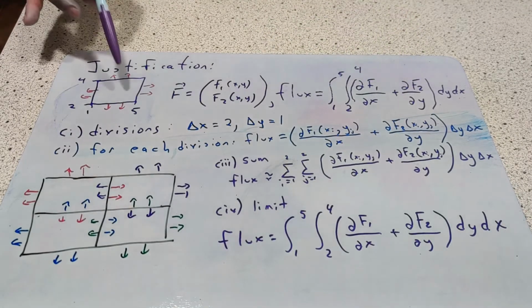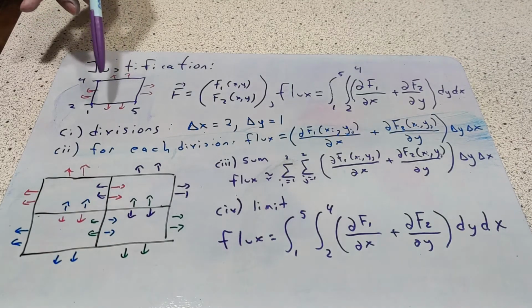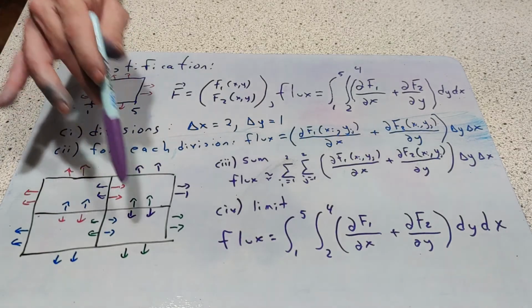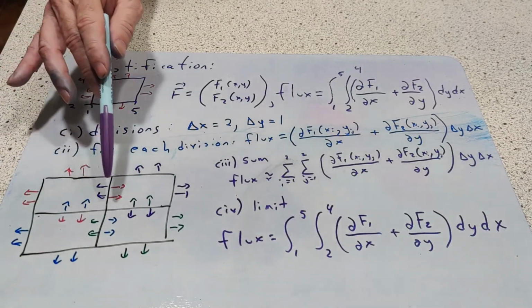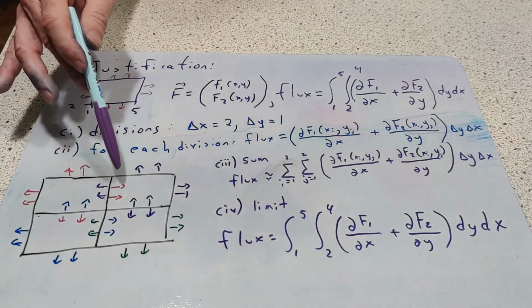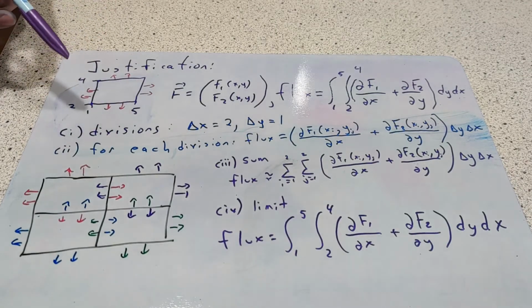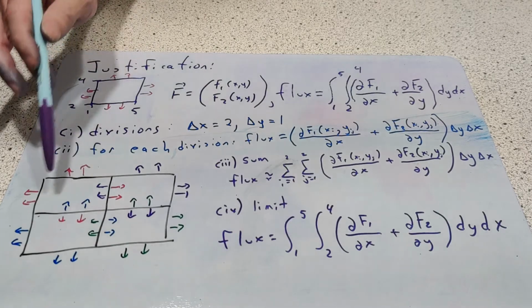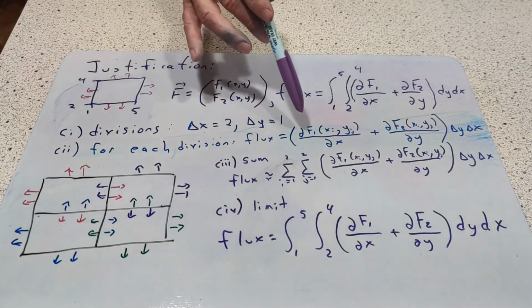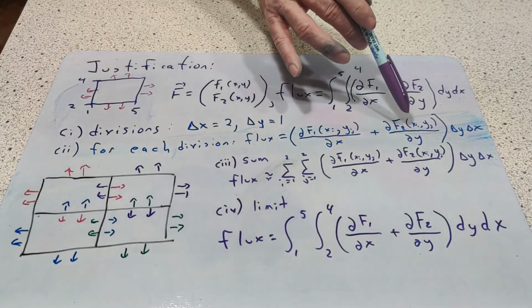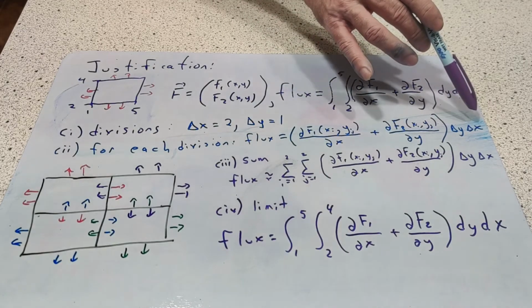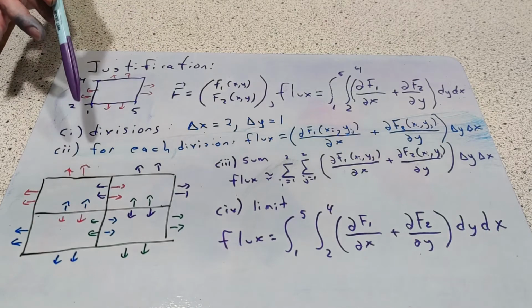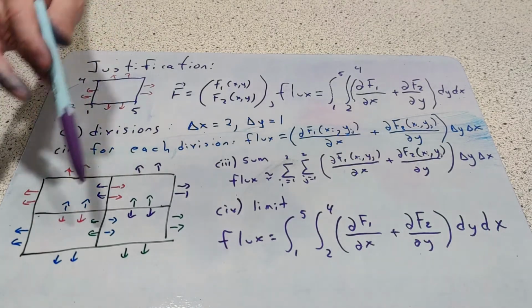So let's start by dividing this region into subregions. In this case, we'll have 4 rectangular subregions, each of which has Δx equal 2 and Δy equal 1. And we know that for each of these divisions, the outward flux is given by ∂f1/∂x plus ∂f2/∂y times Δy Δx. That's what we did previously. So now let's add all these divisions up.